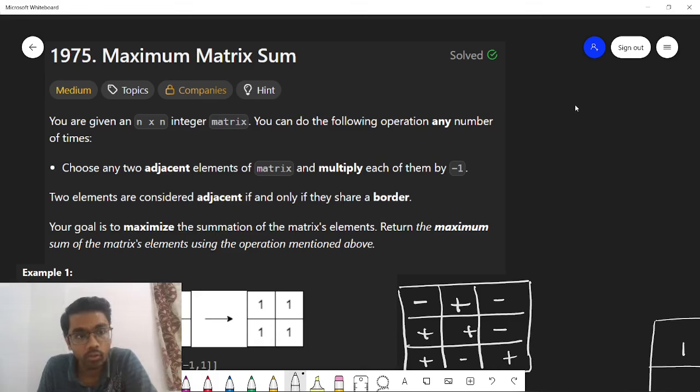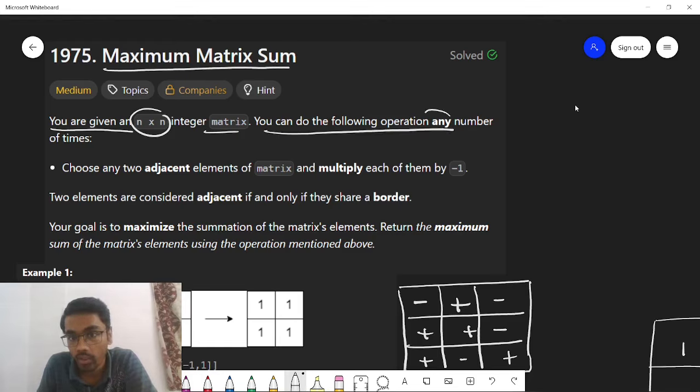So hello everyone, let us solve another LeetCode problem, and the problem name is maximum matrix sum. You are given an n cross n integer matrix. You can do the following operation any number of times: choose any two adjacent elements of the matrix and multiply each of them by -1.